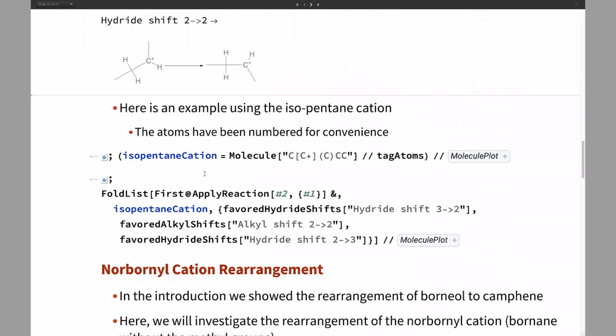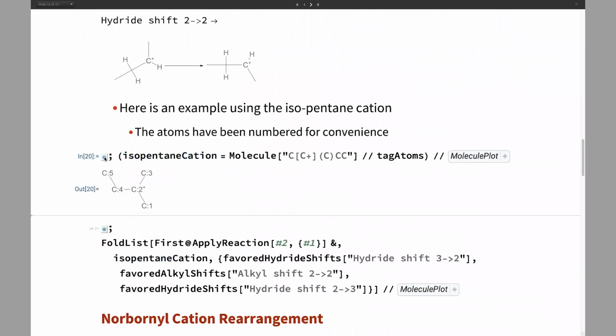And to demonstrate this, I can start out with this isopentane molecule with a charge on it. So it's the isopentane cation. I've labeled the atoms here with numbers so you can watch where they end up in the products. The reason I'm doing this is with MoleculePlot, I don't have a lot of control if it's going to draw the molecule this way on the page, or turn it around that way or flip it. So I'm numbering things so that you can keep track of it a little bit better.